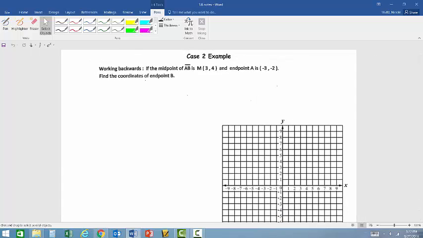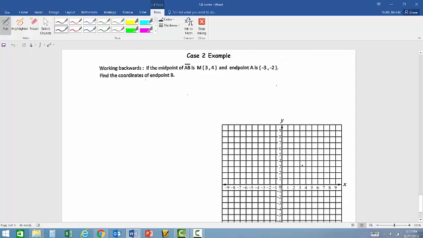I'm going to zoom out a little bit here. Okay, so it looks like the midpoint is at 3, 4. I'm just going to put M here for midpoint. And one of the endpoints is at -3, -2. So I have this line segment AB, and all I know is one endpoint's coordinates, and I know where the midpoint is. So there's two ways to look at this.